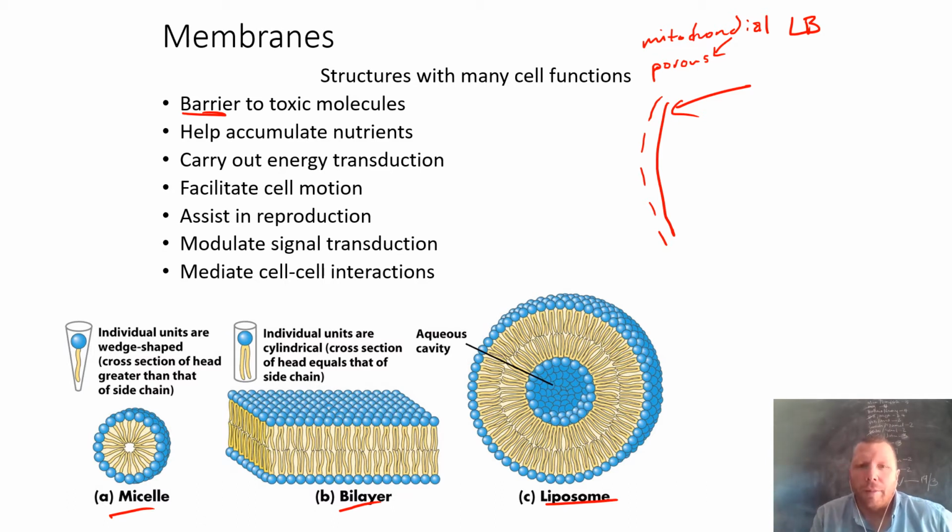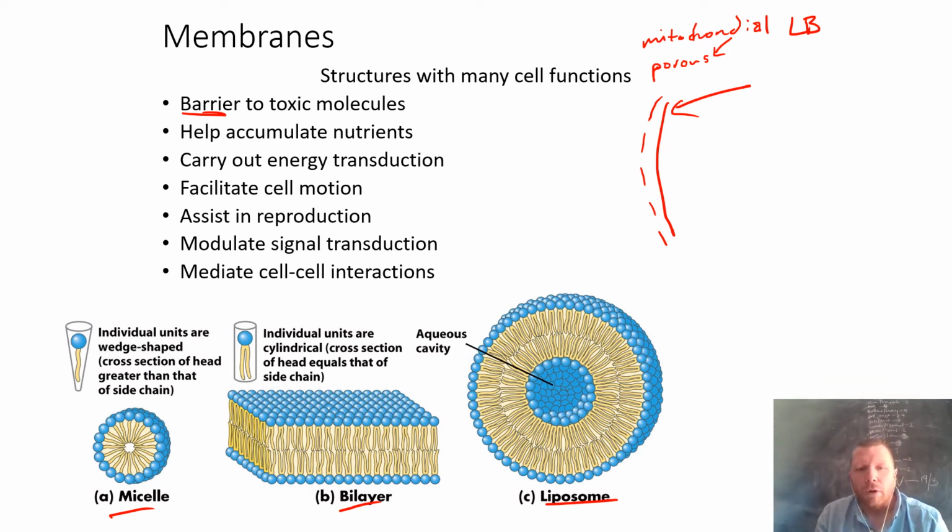So the point is that membranes do a lot of different things. In addition to serving as a protective barrier, they mediate cell-to-cell interactions and signal transduction. So perceiving an outside message and communicating what that outside message is to the inside of the cell is something that the membrane is going to assist with.